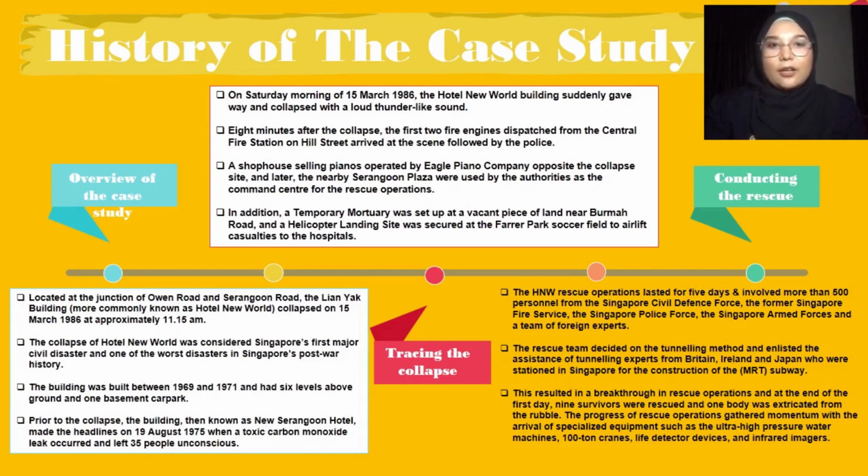Tracing the collapse. On Saturday morning of 15 March 1986, the Hotel New World building suddenly gave way and collapsed with a loud thunder-like sound. 8 minutes after the collapse, the first 2 fire engines dispatched from the Central Fire Station on Hill Street arrived at the scene, followed by the police.